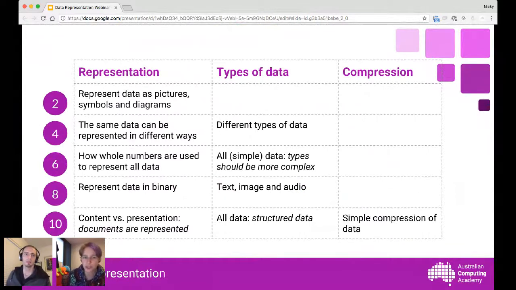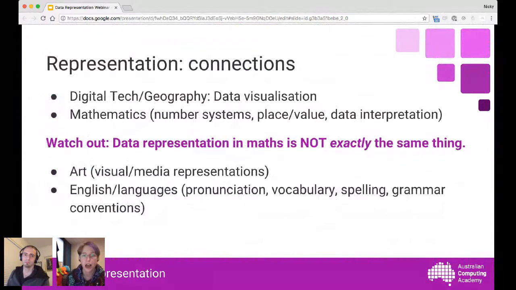There's also a bunch of different connections to other curriculum areas. So there are obviously some fantastic opportunities to work in geography and some data visualization aspects. There are some obvious parallels to the maths curriculum in terms of talking about number systems, place and value. Specifically though, data representation in maths is not the exact same thing as we talk about data representation here. So that's just a little bit of a gotcha.